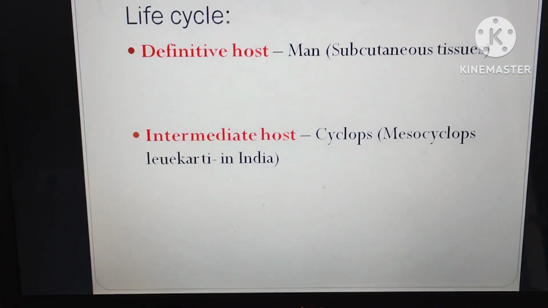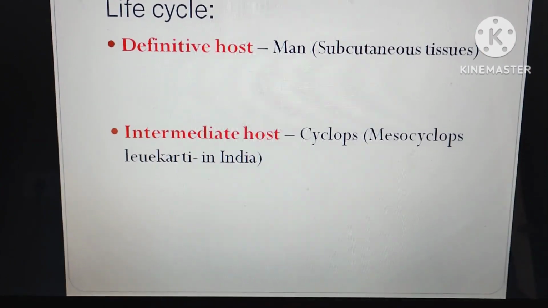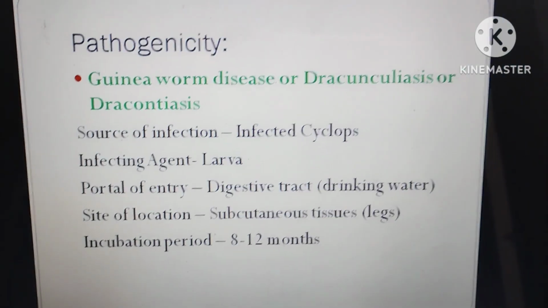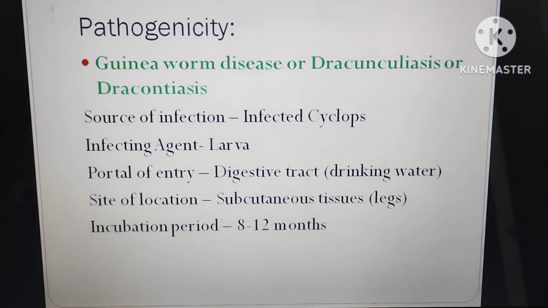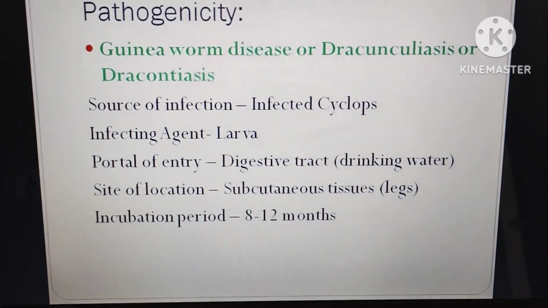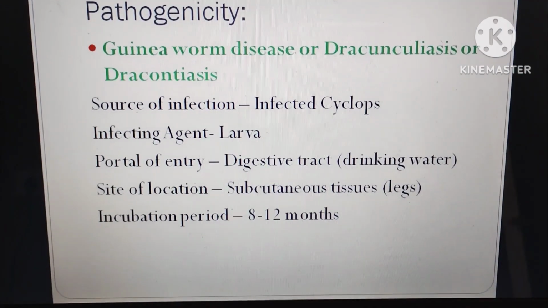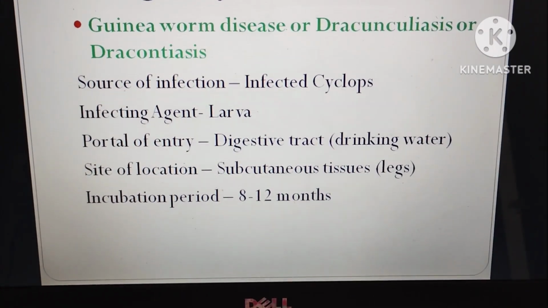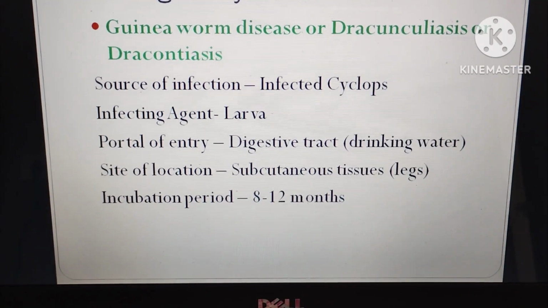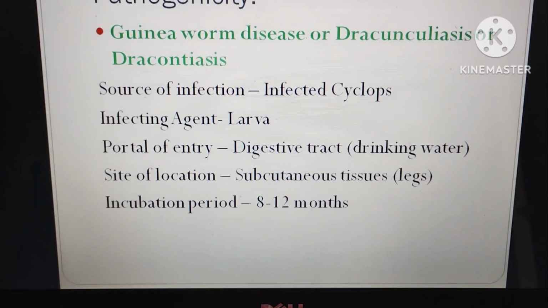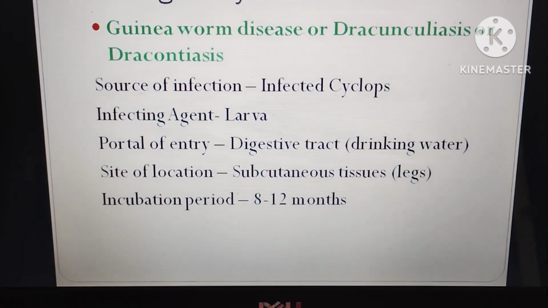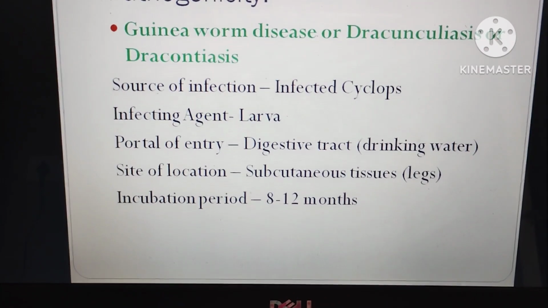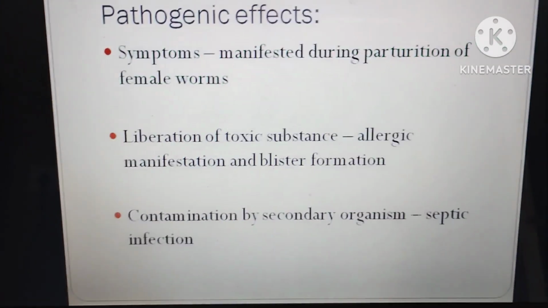The main point is that the infective form to man is an L3 larva, which is present inside the cyclops. Coming to pathogenicity, the disease is called Dracunculiasis. The source of infection is an infected cyclops. The infective agent is a larva, that is, an L3 form. It enters by drinking water contaminated with cyclops. It usually resides in subcutaneous tissue, most commonly in the lower limbs. Incubation period is about 1 year.